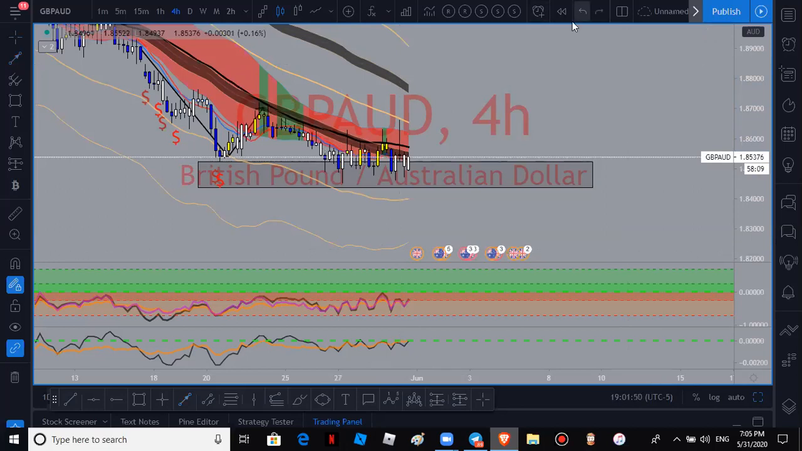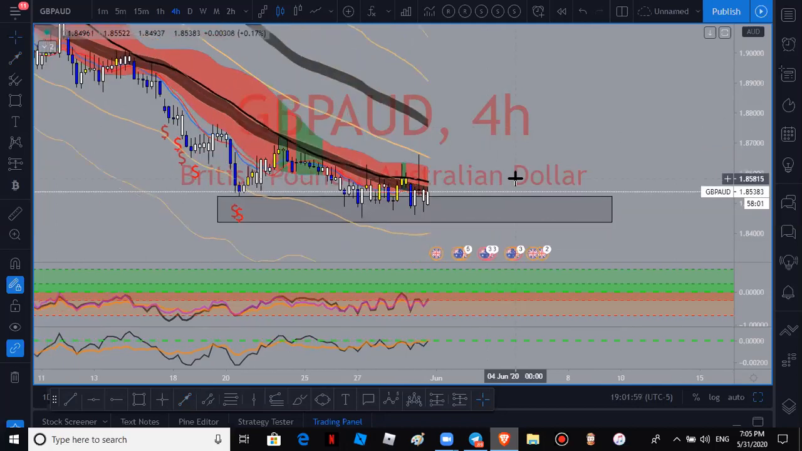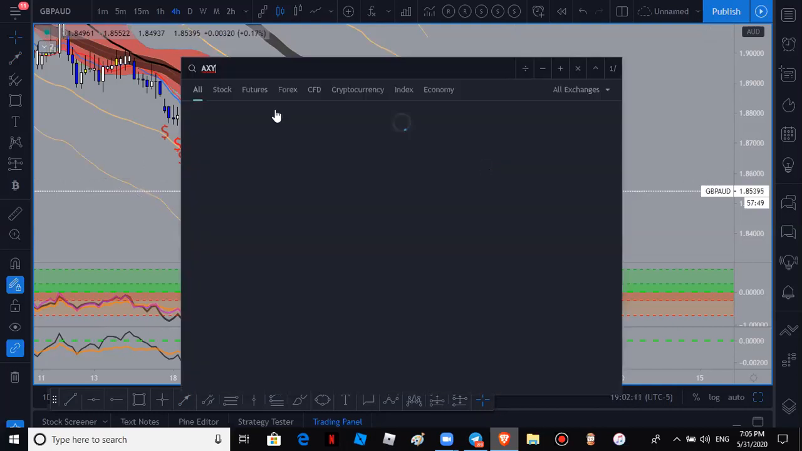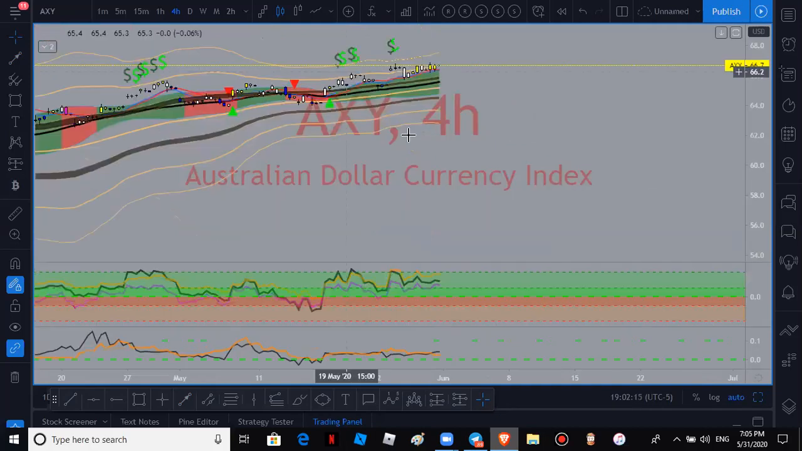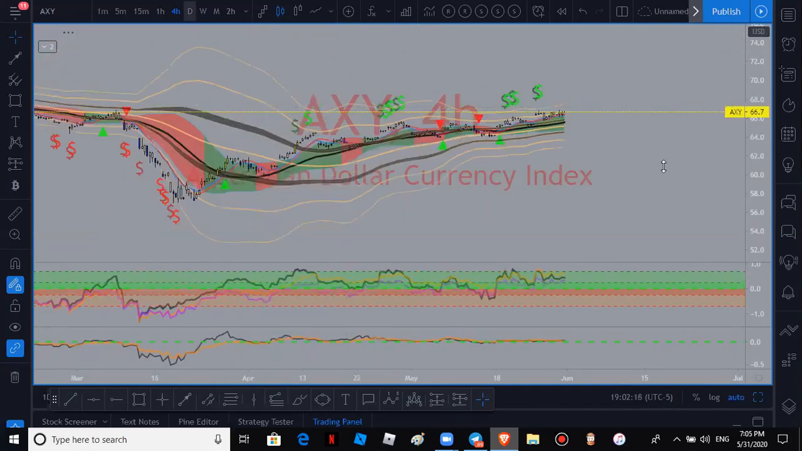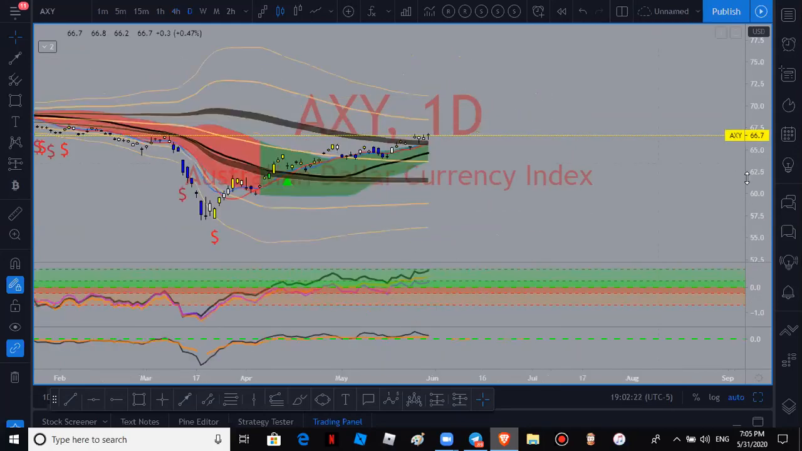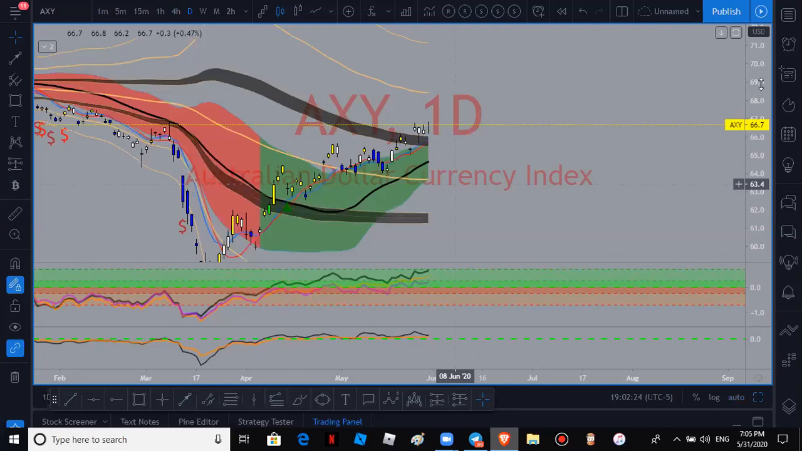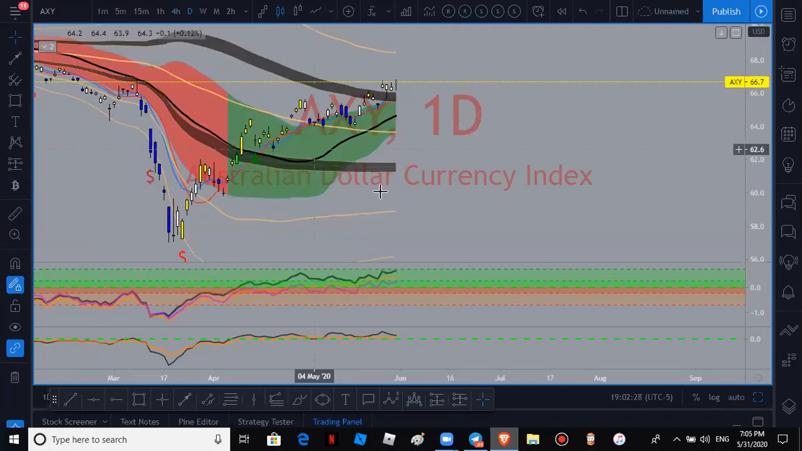I don't necessarily want to see it drop, but if the GXY, the Great British Pound currency itself, is losing strength, then GBPAUD ultimately would most likely drop. But if you look at the AXY, which I haven't looked at, yeah, the AUD is mad bullish right now. So that is probably a reason why GBPAUD has just been chilling, because it's trying to go bearish. Because of the AXY, it wants to keep selling, and I don't blame it.